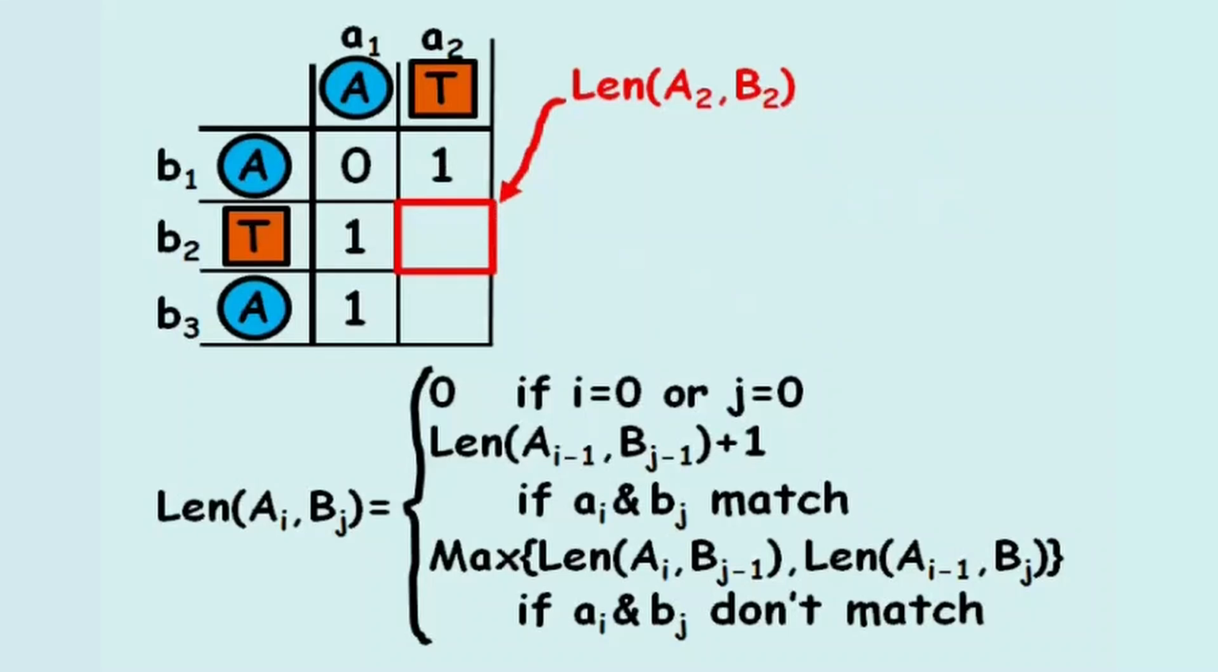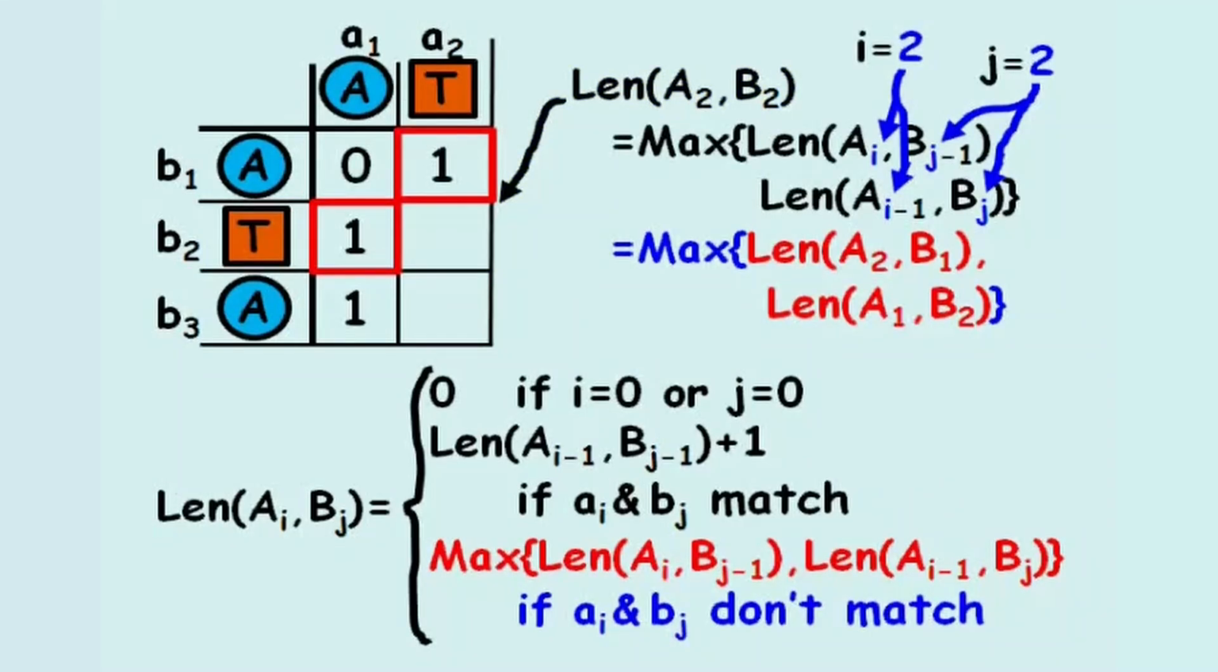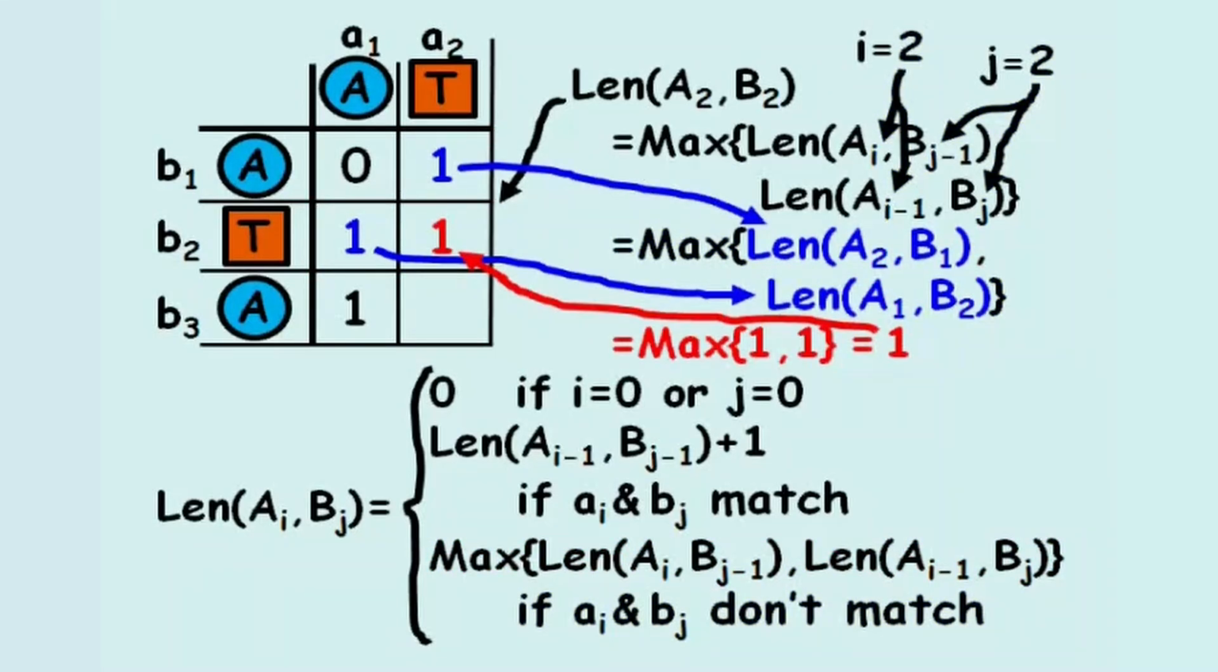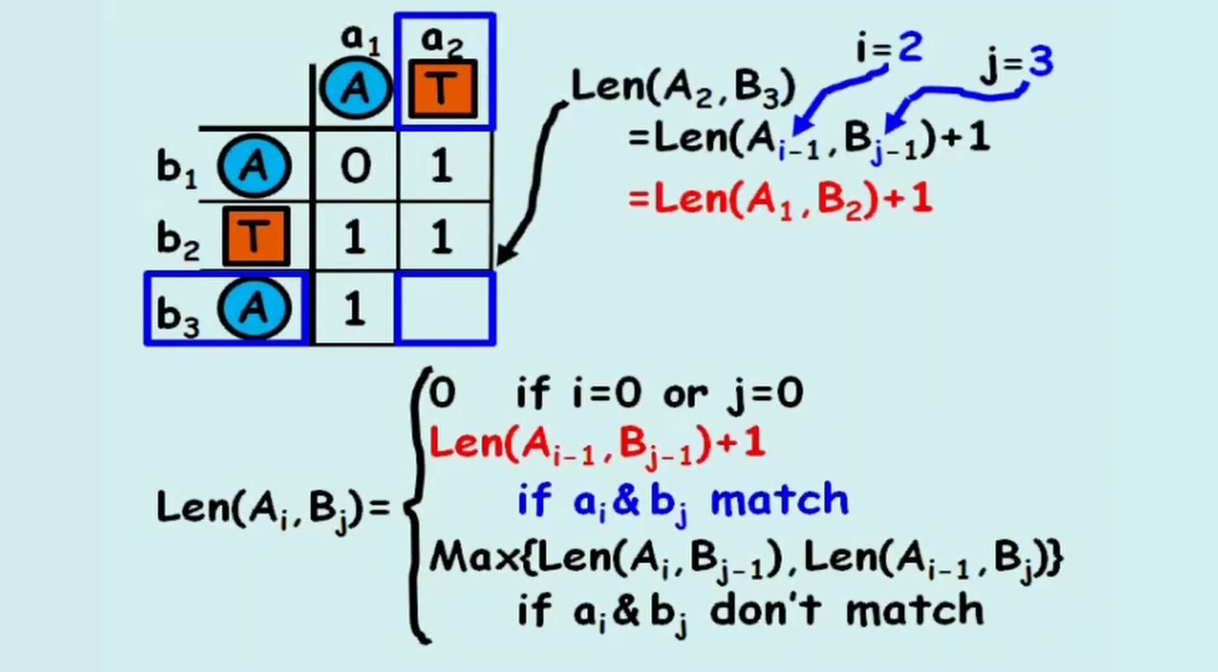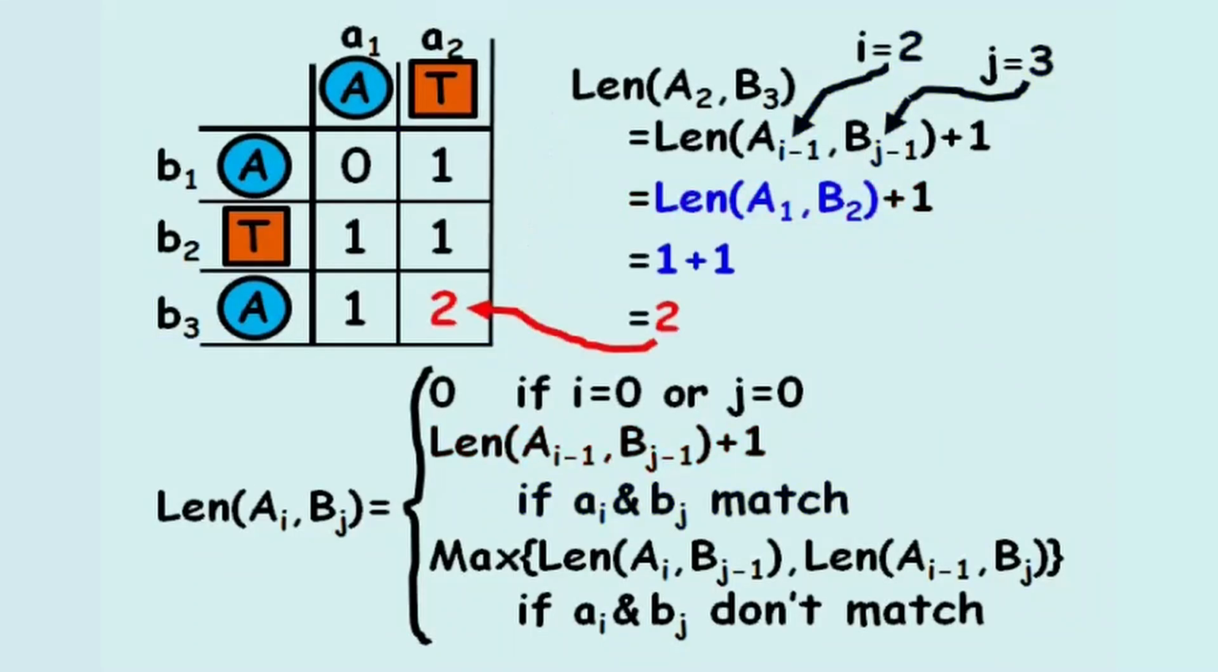For cell A2 B2, since thymine does not match with thymine, the length is the maximum of length A2 B1 and length A1 B2, which equals the maximum of 1 and 1, which is 1. For I equals 2, j equals 3, thymine matches with adenine, which means length A2 B3 equals the length from A1 B2 plus 1, which is 2.